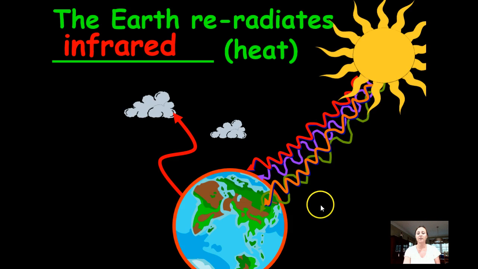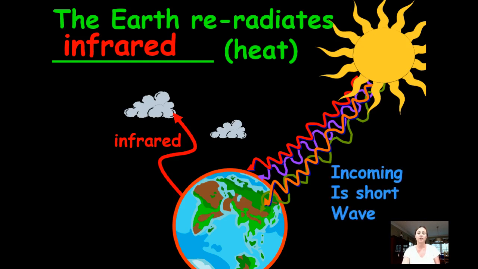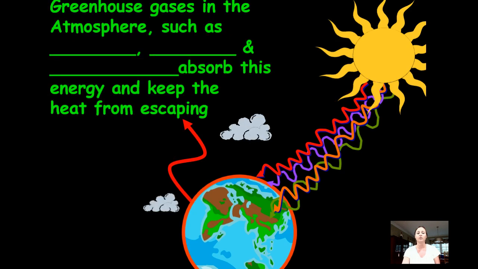So you notice the difference in size of the wavelengths here from crest to crest when it comes in. After it's absorbed and gets re-radiated, we then have infrared radiation, which is a longer wavelength, and it goes out from the Earth's surface back into the atmosphere. Incoming is short, outgoing is long.